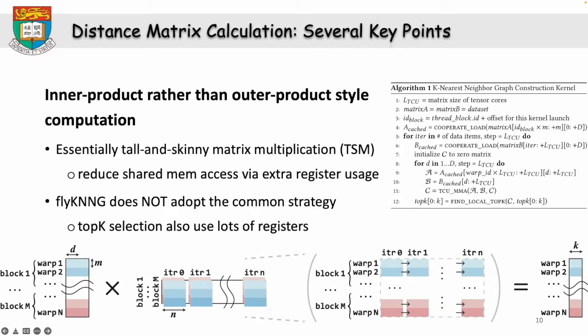Registers are critical and limited resources for our algorithm, which also executes top-k selection. The top-k elements are stored in registers, and the compiler usually trades extra register usage for higher ILP, instruction level parallelism, especially for kernels whose streaming multiprocessor (SM) occupation is bounded by shared memory usage. While the outer product style computation can improve the performance of conventional tall and skinny matrix multiplication, it may not be a good trade-off for FlyQNG.